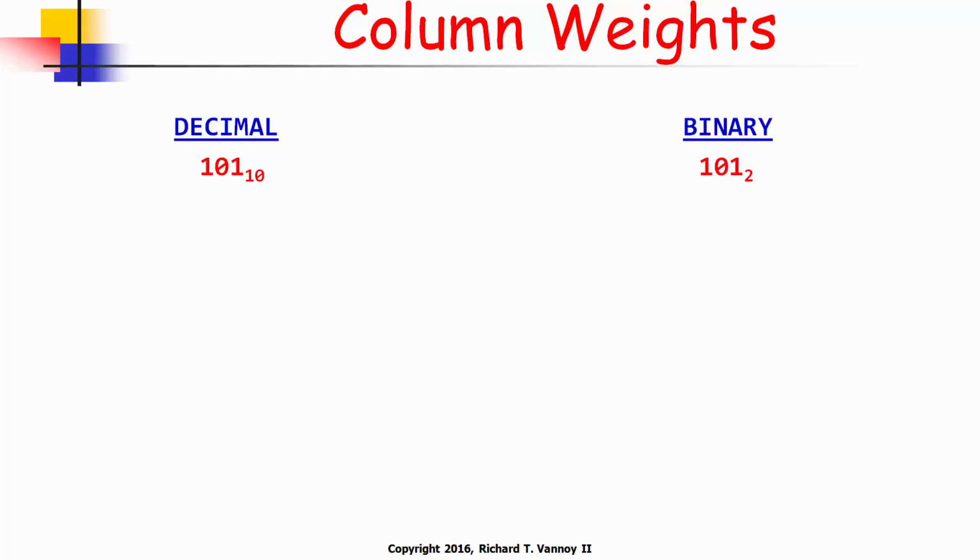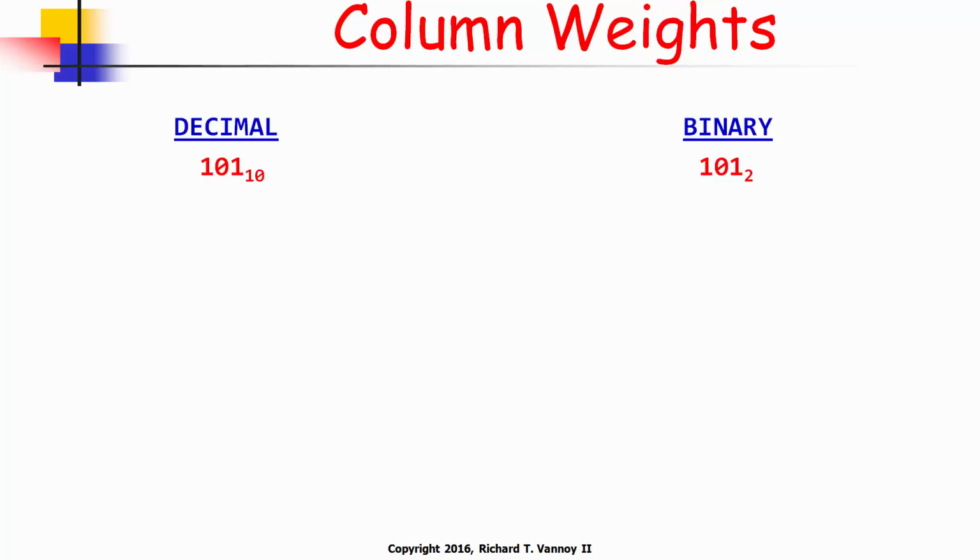For right now, just so that we're not confused, when I show you the number 101, I'm going to put the 10 up there or the 2 up there to remind you that the 101 subscript 10 is a decimal number. And on the right, the 101 subscript 2 represents a binary number.